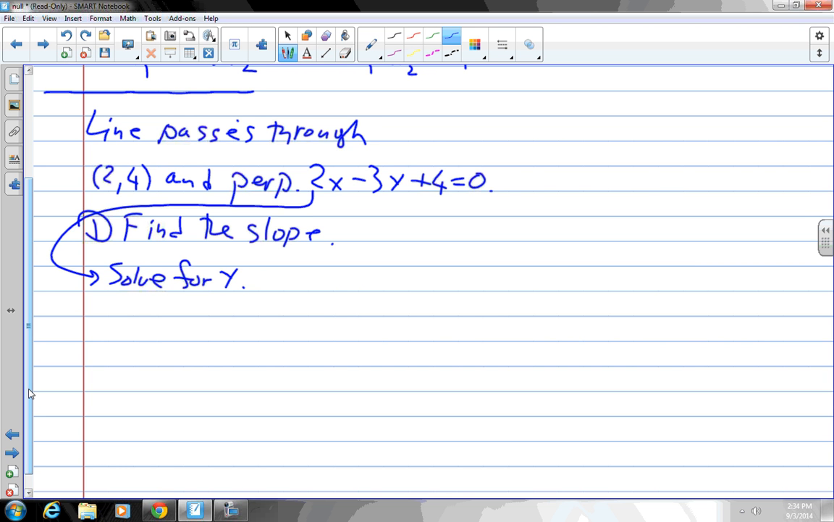But solve for y, so we can add 3y to the other side. So 3y equals 2x plus 4, right? And then divide both sides by 3. So y equals 2/3 x plus don't care. Right? I just need the slope. I don't care what the y-intercept is, which is 4/3, but that's beside the point.